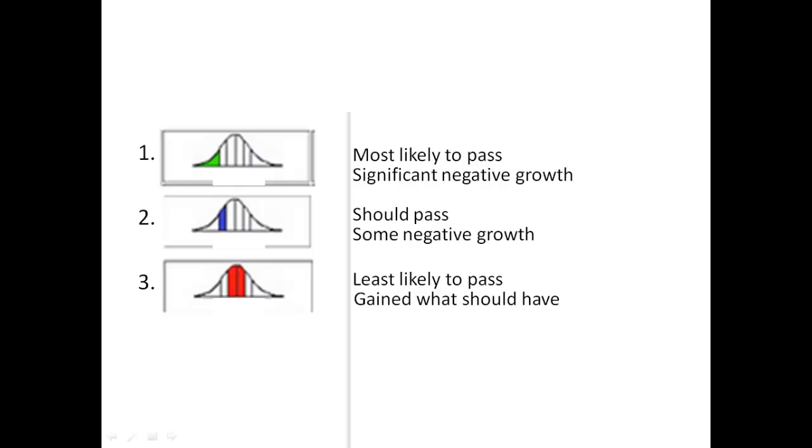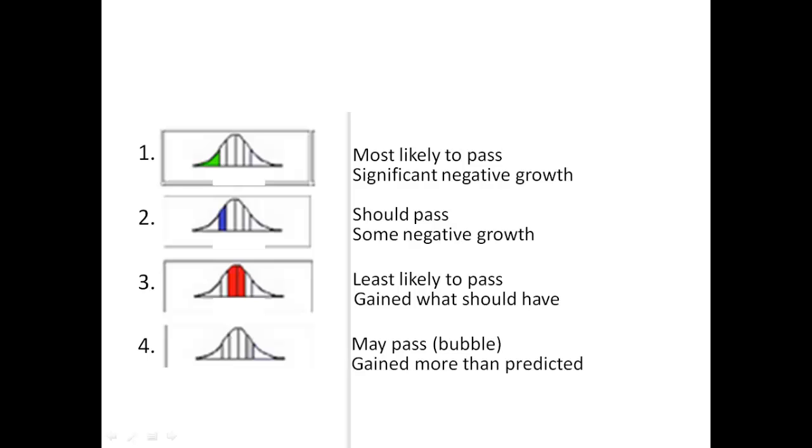The location of the red is in the middle, which tells me that the student gained what they should have gained. Let's look at sample number 4 and think for a few seconds. Look at the color first. This is a gray. What does gray tell you? Gray tells you that the student may pass. In other words, he's a bubble kid. And now let's look at the location of the gray. It's almost to the right, but not quite there. So that's called tail right. And so tail right tells us that this student gained more than predicted.